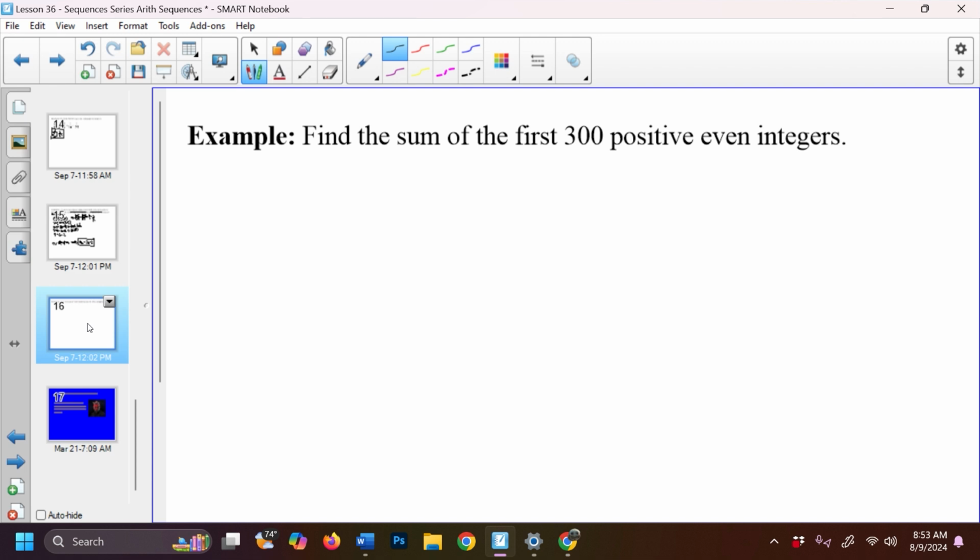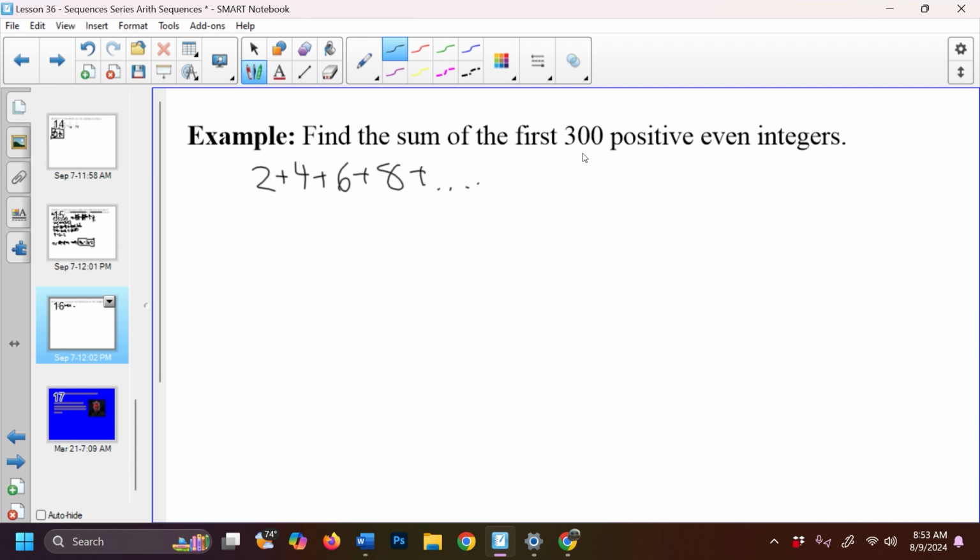All right, last example. It says find the sum of the first 300 positive even integers. So I want to add up the first 300 even integers. So I want to go 2 plus 4 plus 6 plus 8 plus and so on, until I have 300 terms. Now, this one's a pretty easy one, and I will grant you that. So I'm going to do it as if it were a harder one.